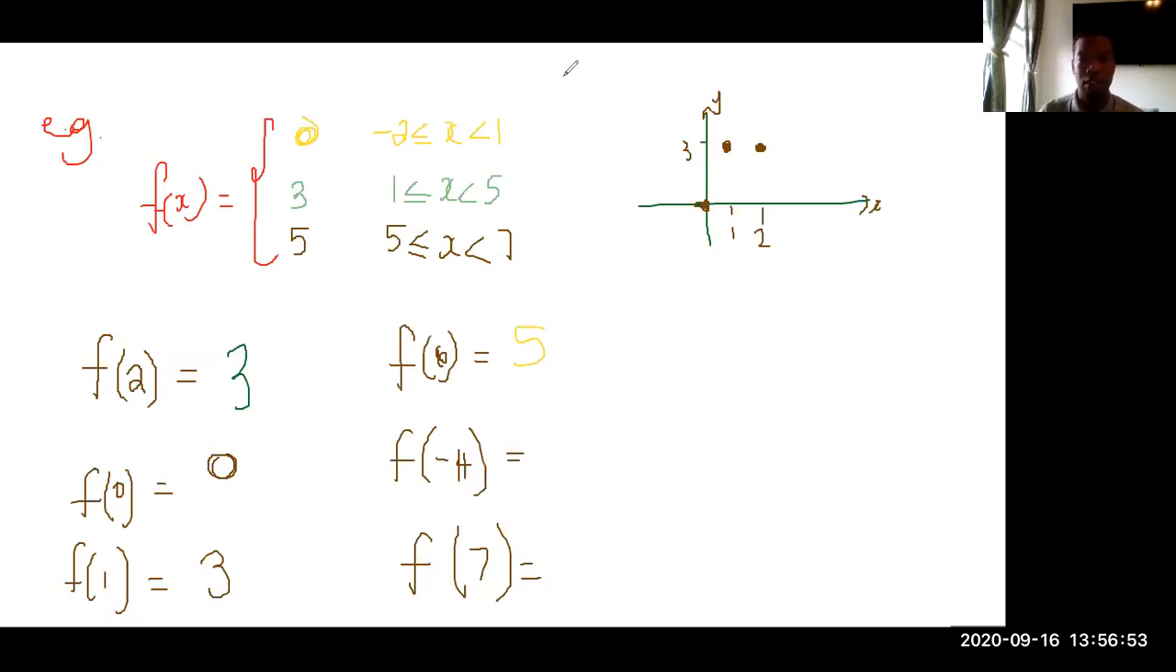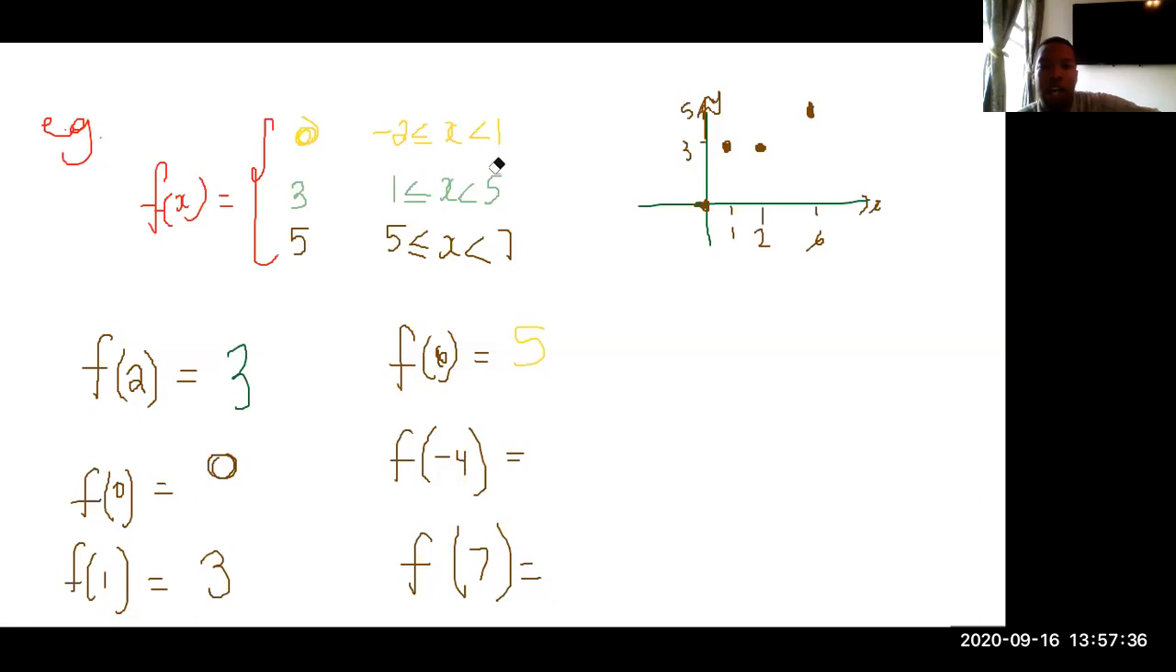Let me write this a little bit better. And then f of -4. So I'm going to plot f of 6. So f of 6 is about here, and this goes up to 5. This is where f of 7 is 5. Let's look at that. F of -4 is 0. Let's look at that. So let's look at f of -4.